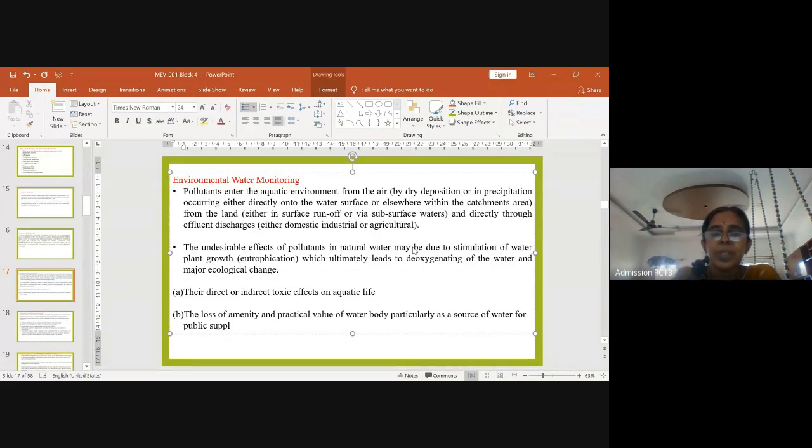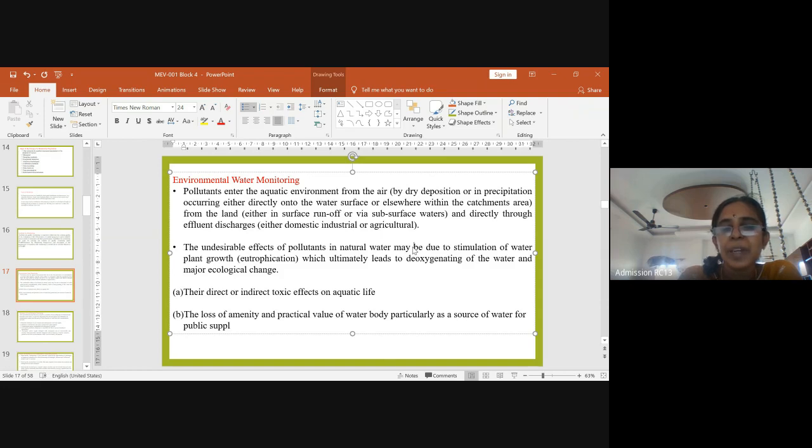Stimulation of water plant growth means if there is a continuous input of nutrients in the water, there is a continuous multiplication of the phytoplanktons in the water bodies, which is called eutrophication, which ultimately leads to deoxygenation of water. Deoxygenation of water means less oxygen in the water due to eutrophication. When more and more nutrients and organic pollutants enter the water, it stimulates the growth of the organisms, especially the phytoplanktons or the aerobic organisms present in the water. It multiplies, and this is called eutrophication.